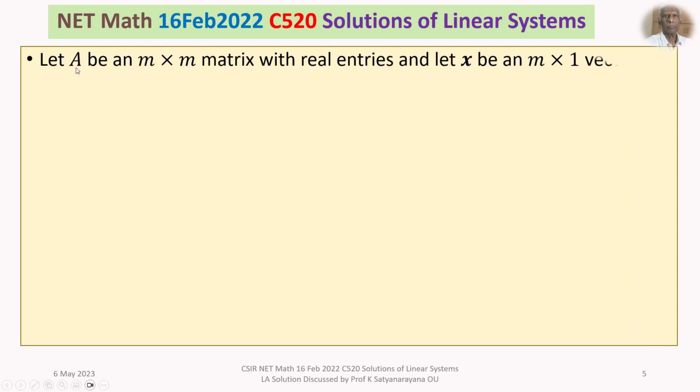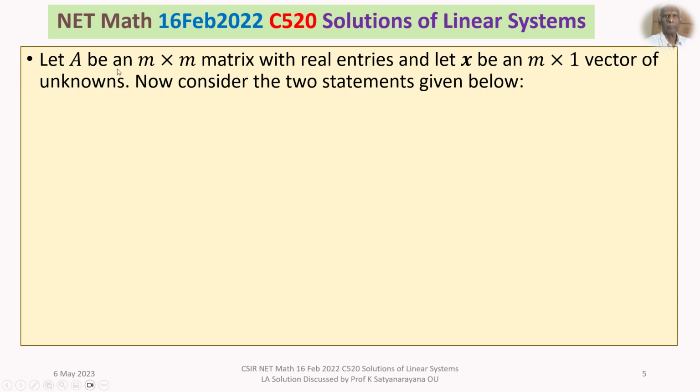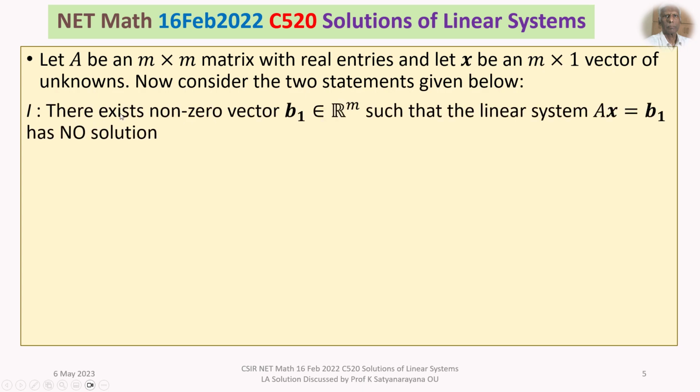The given problem is: let A be an m by m matrix with real entries, and let X be an m by 1 vector of unknowns. Now consider the two statements given below. Statement 1. There exists a non-zero vector b1 belongs to R power m such that the linear system Ax is equal to b1 has no solution.